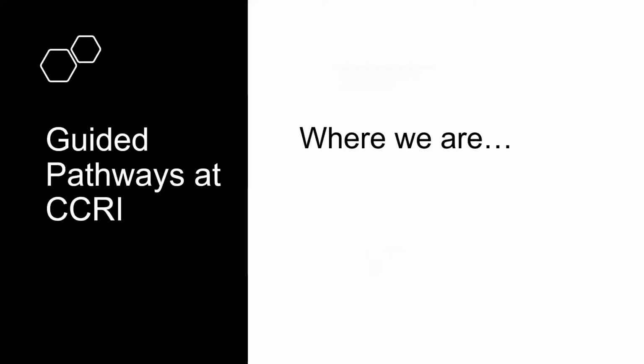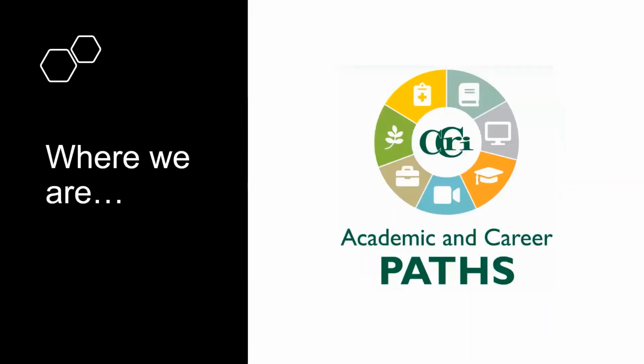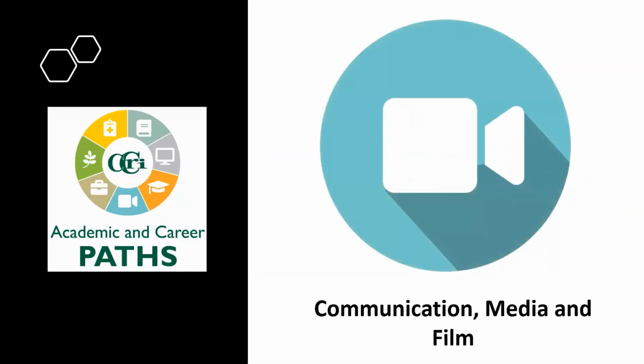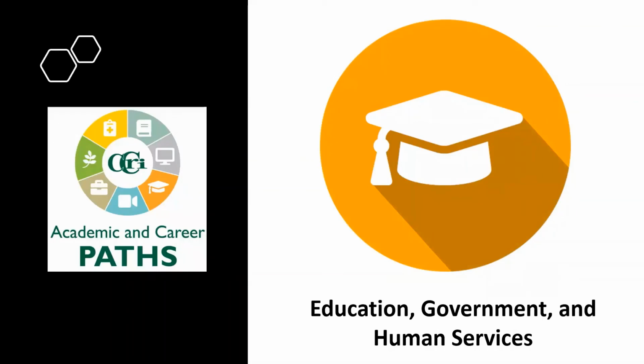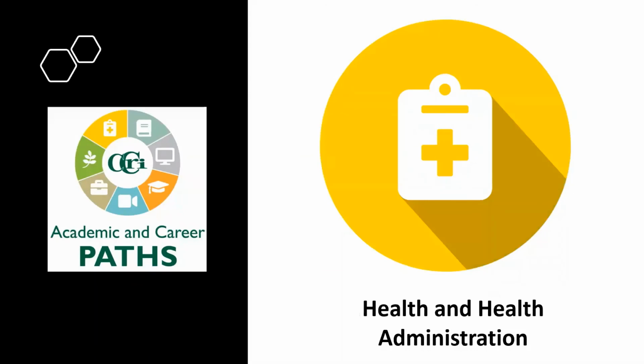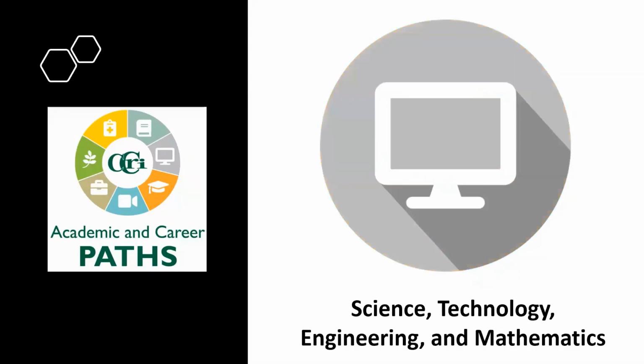At CCRI, the Guided Pathways Framework has been utilized to effect transformational change throughout the institution, including the creation of 7 academic and career paths to enhance students' sense of belonging and opportunities for career and future academic exploration and planning. The 7 paths are Arts and Humanities, Business, Economics, and Data Analytics, Communication, Media, and Film, Education, Government, and Human Services, Environment and Sustainability, Health and Health Administration, and Science, Technology, Engineering, and Mathematics, or STEM.